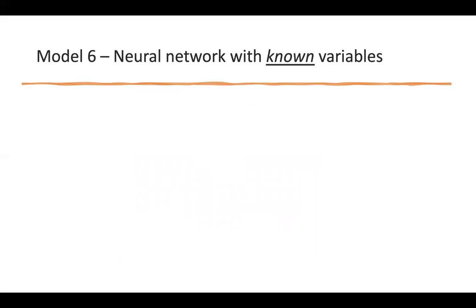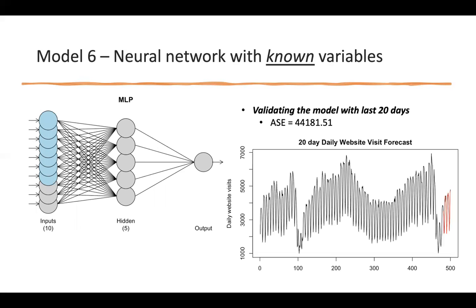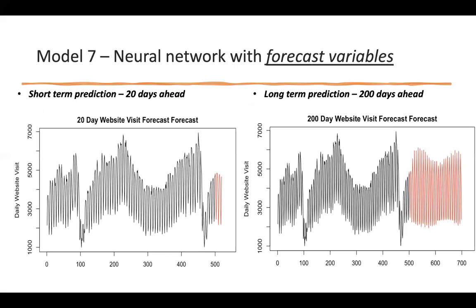Next, I tried a neural network with known variables. And this picture is a multi-layered perceptron with 10 inputs of various lags, 5 hidden nodes, and 1 output, which is the forecast. The forecasts were pretty spot on with the low ASE. This time, the model that was created using the forecasted variables was much less accurate as expected. Here we see that the neural network was able to capture not only the seasonality, but also the overall trend as well.